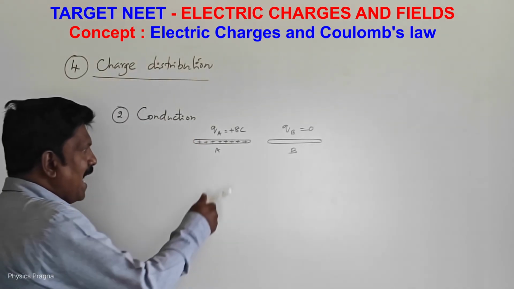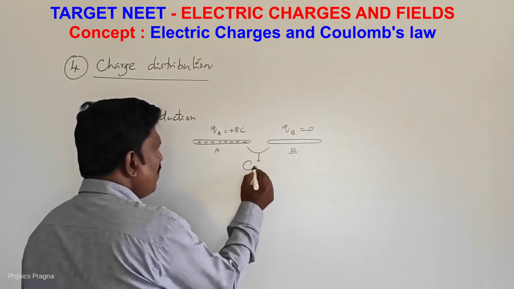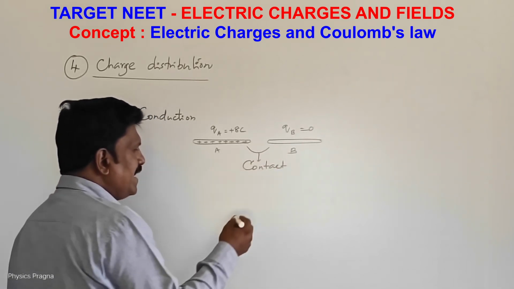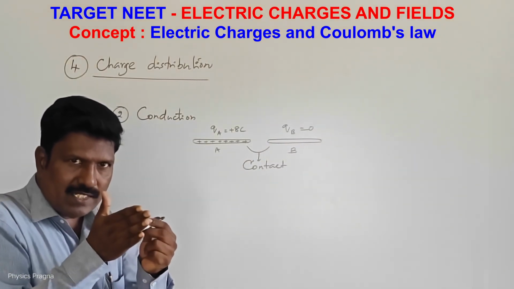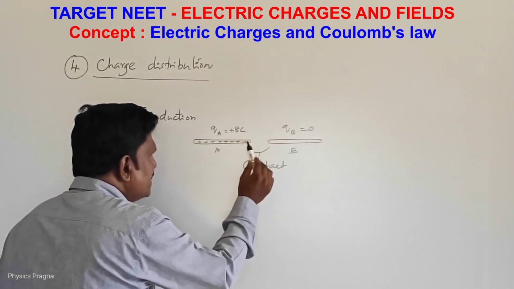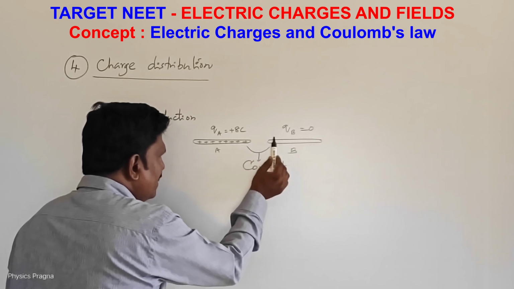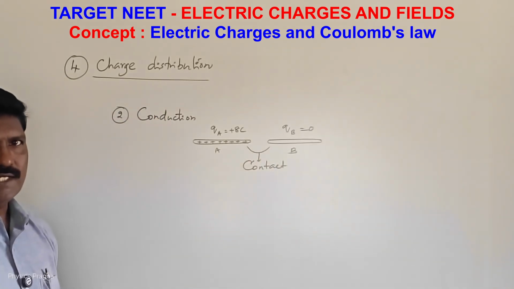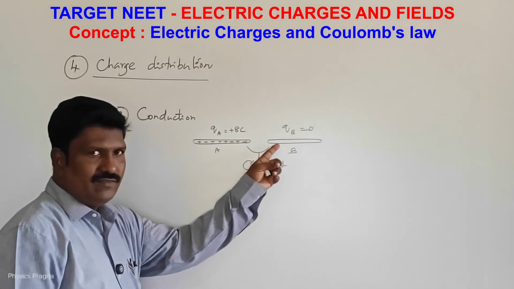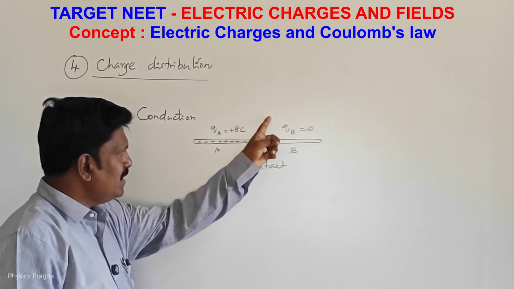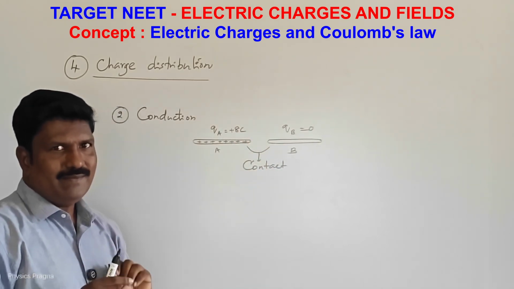Now what I did, I made a contact. So when I touch the positive charge with a body having no charge, what happens? The positive charges start flowing from one body to the other body till the total charge is shared equally between both of them. The charge will flow from the charged body to the uncharged body till the potentials become equal.